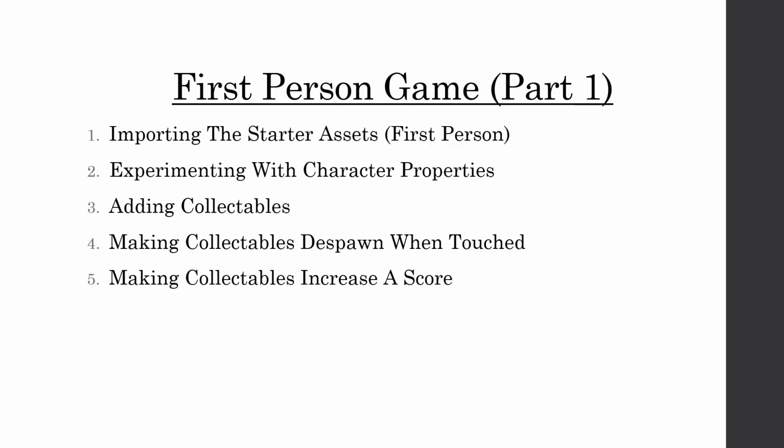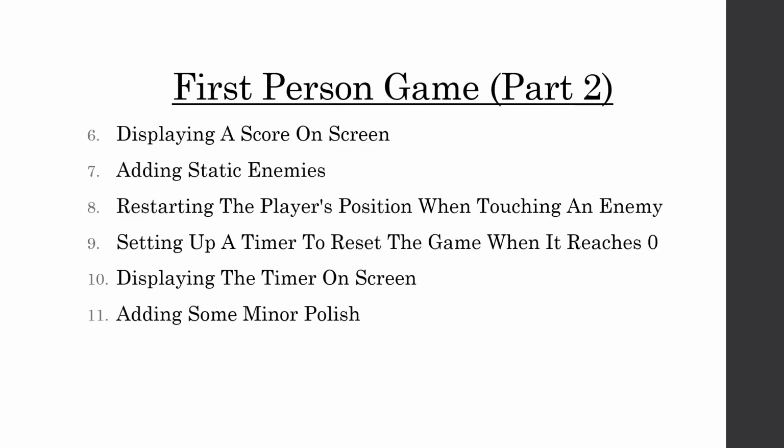I'm going to turn this into a two-part video. What we'll end up working on by the end of this is being able to import the starter assets, being able to move around in the first person, experimenting with our character's properties, adding a collectible item of some description, making those collectible items despawn when our character touches them, and making those collectible items increase a score when they are despawned. Part 2, we're going to be displaying a score on a screen, adding static enemies, i.e.